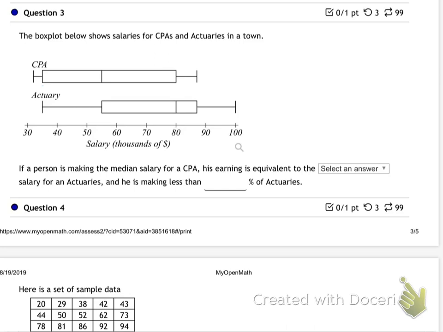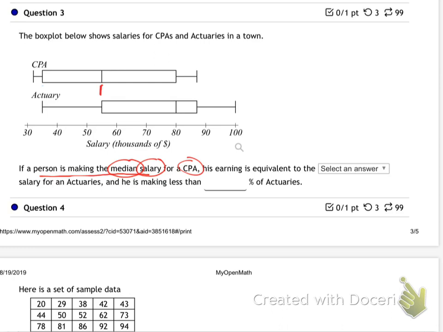So what are they saying about this? If a person is making a median salary for a CPA, now they'll change this up for each of you. They won't always say median. Sometimes they'll say third quartile or first quartile. So you've got to get the main idea. Median salary for CPA. That's right here. Right? So first off, find where that is.